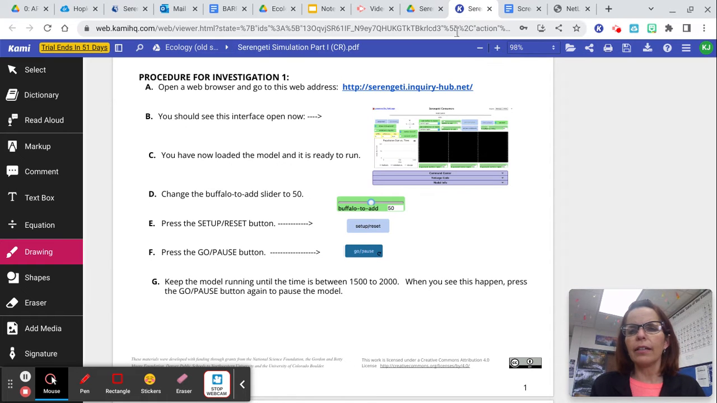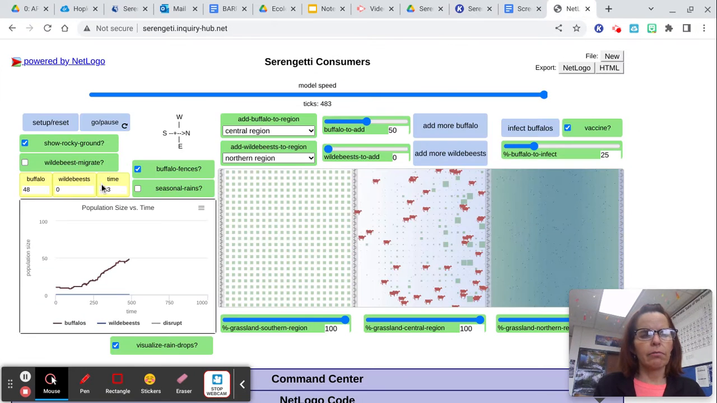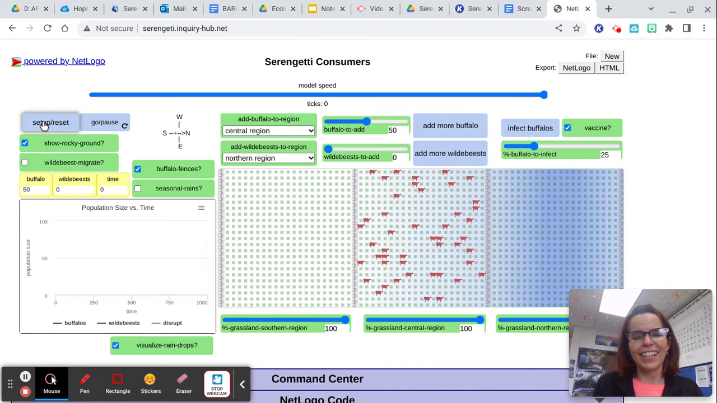So I'm going to go ahead and we're going to reset. So I've reset it. Oh, it's supposed to reset. There we go. We've reset it. Now we have 50 buffalo. They're trapped by the fences. They're in the center region. Let's see what happens. So I'm going to go ahead and hit go pause.